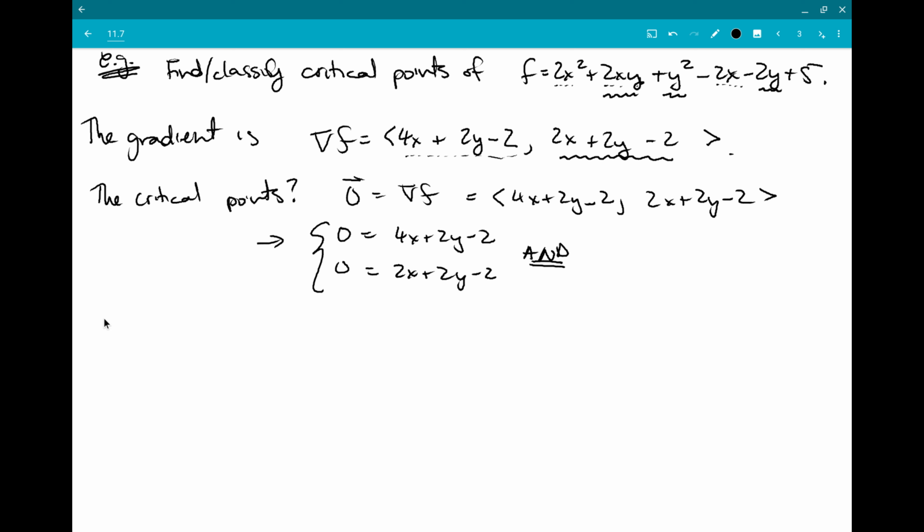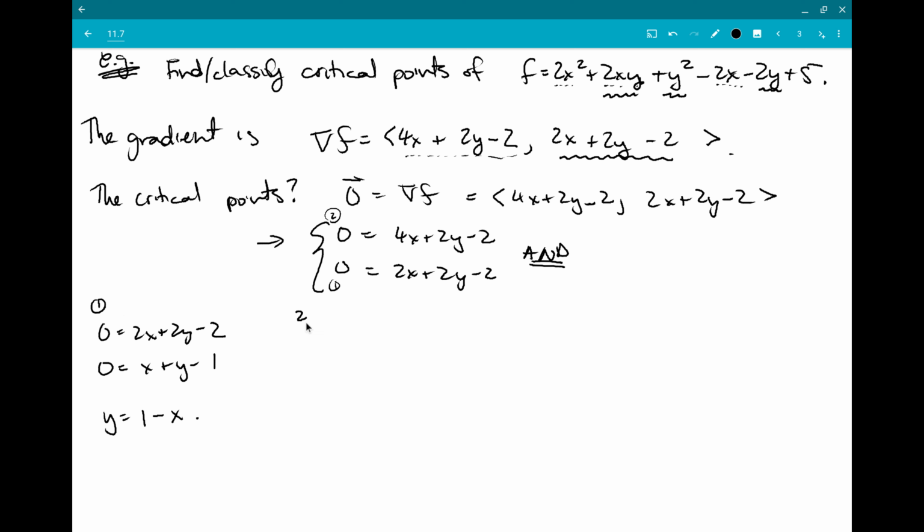I'm going to start with the second equation because it looks a little bit easier. So 0 is equal to 2x plus 2y minus 2. That means 0 is equal to x plus y minus 2. That means y is equal to 2 minus x. Oops, made a mistake right there. x plus y minus 1. So y is equal to 1 minus x.